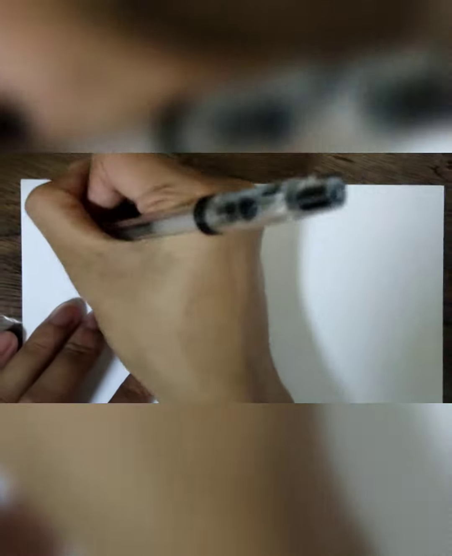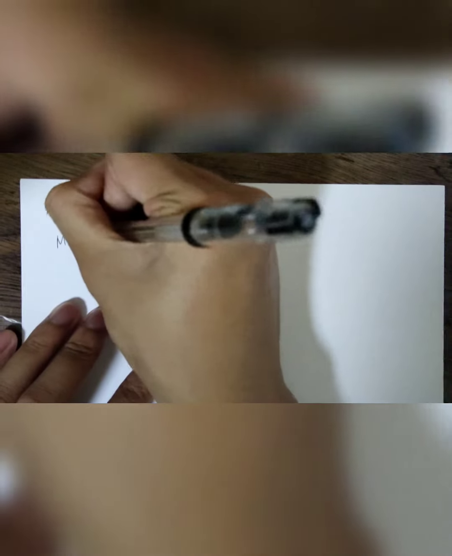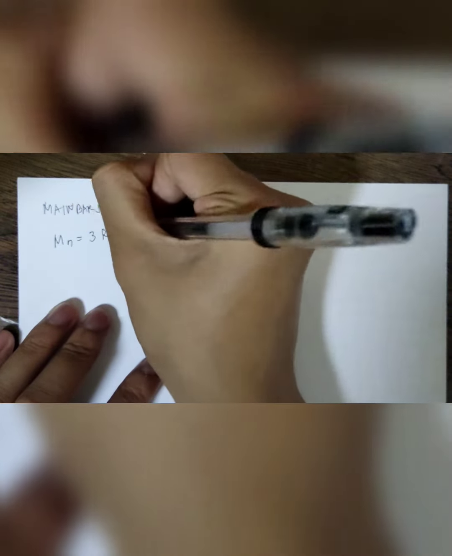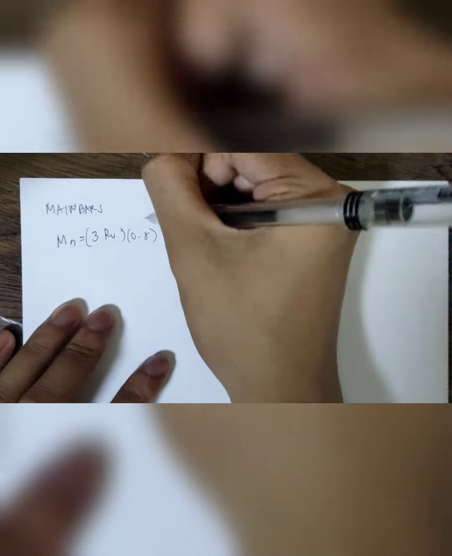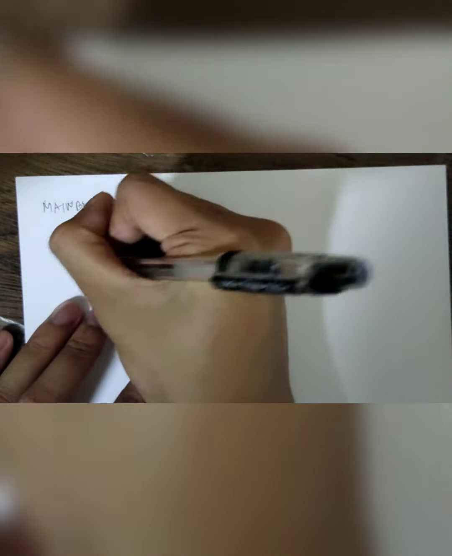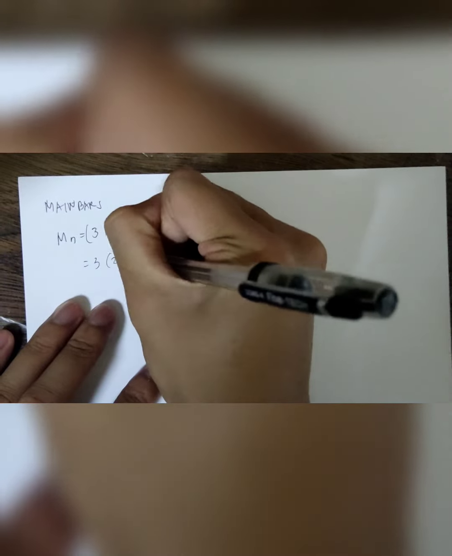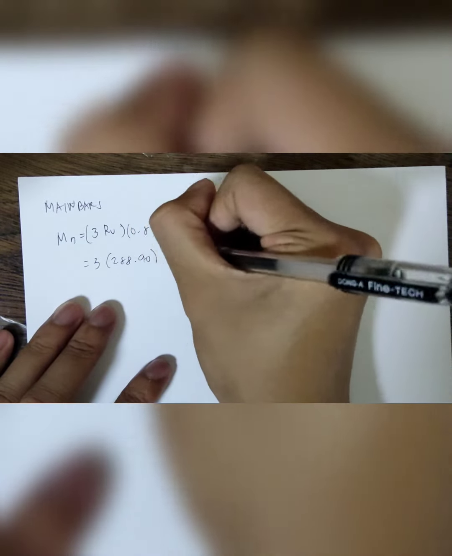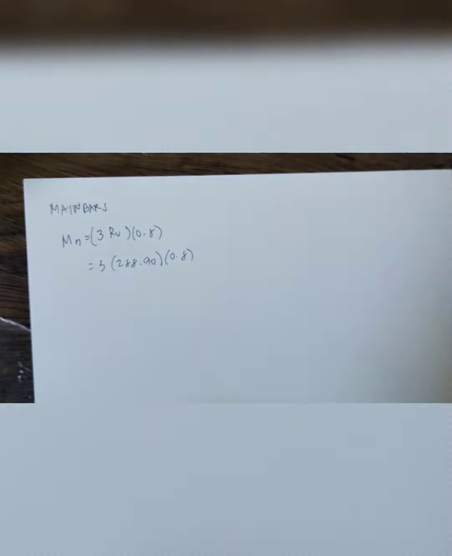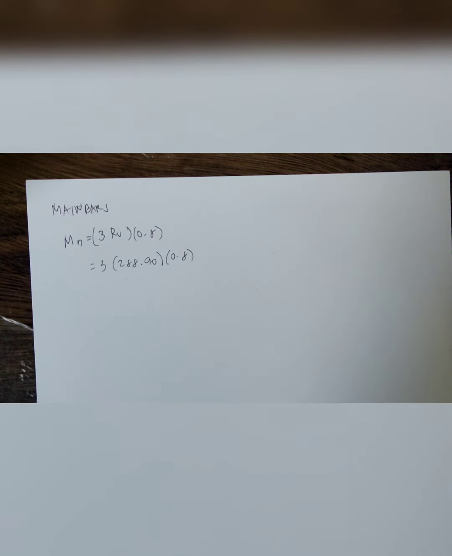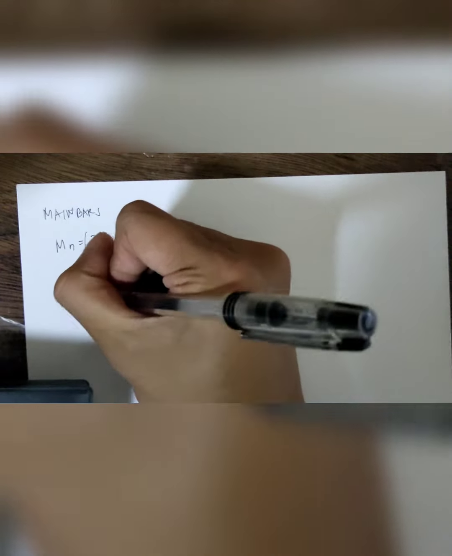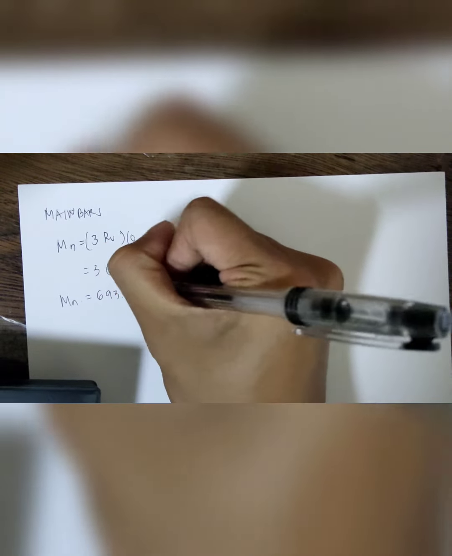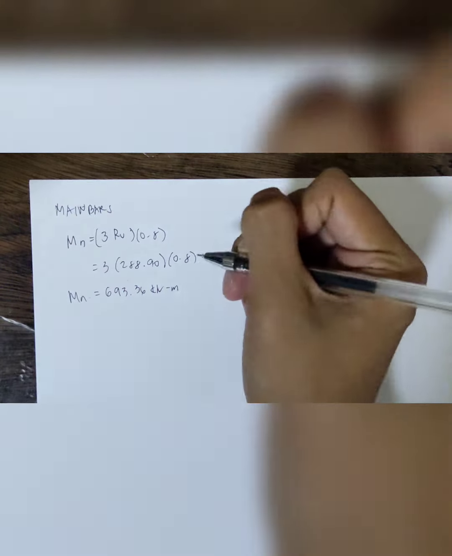To get the moment, Mu is equals to 3 Ru multiplied by 0.8. So, 3 times 288.90 times 0.8. We get Mu is equals to 693.36 kilonewton meter.